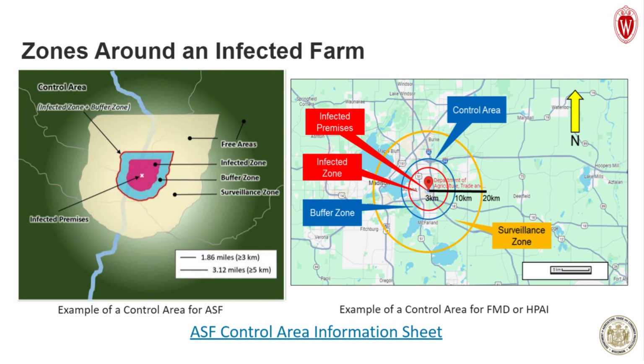In general, other premises within the infected and buffer zones, known as the control area, are placed under quarantine where all movements are restricted and testing animals for the disease may be required. Premises that are within the surveillance zone will receive a questionnaire and may be required to conduct testing to show that their animals are free of disease before the control area can be released.